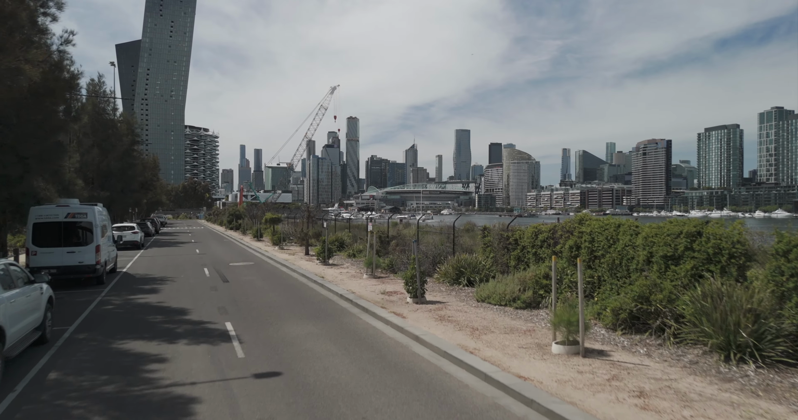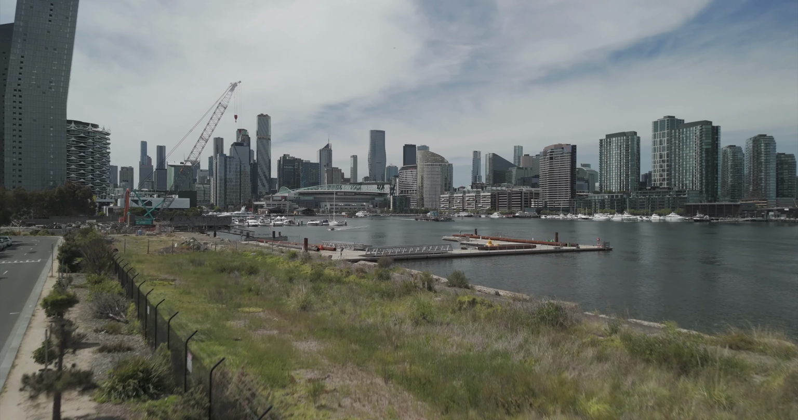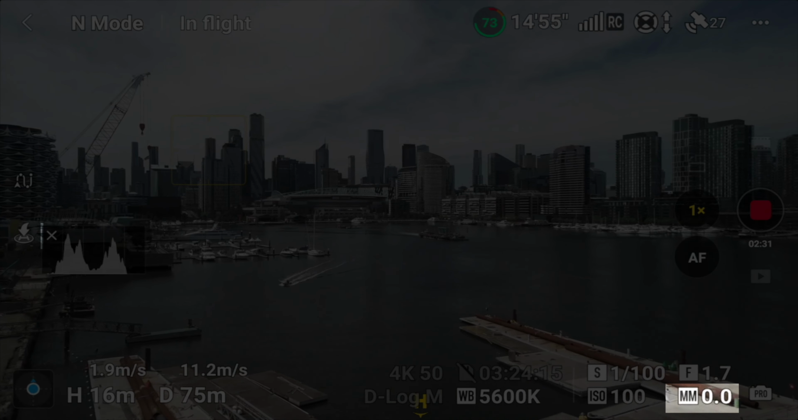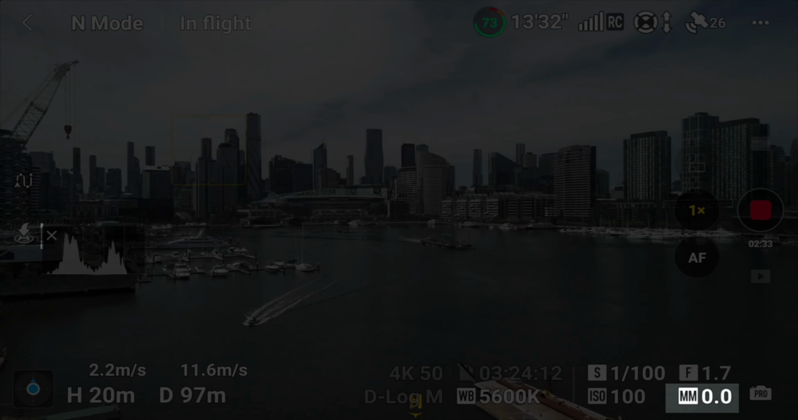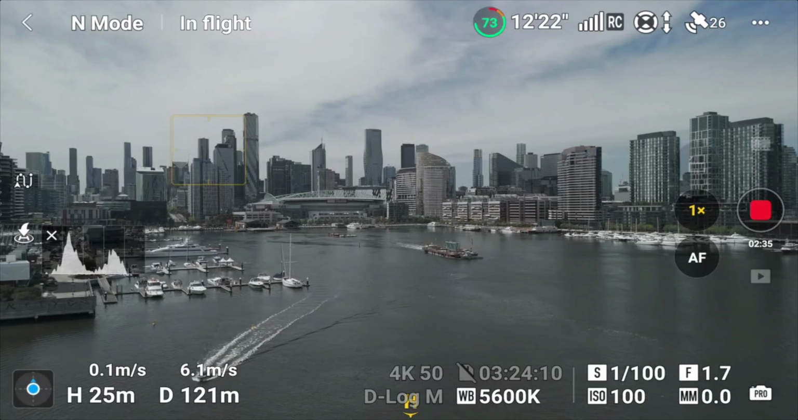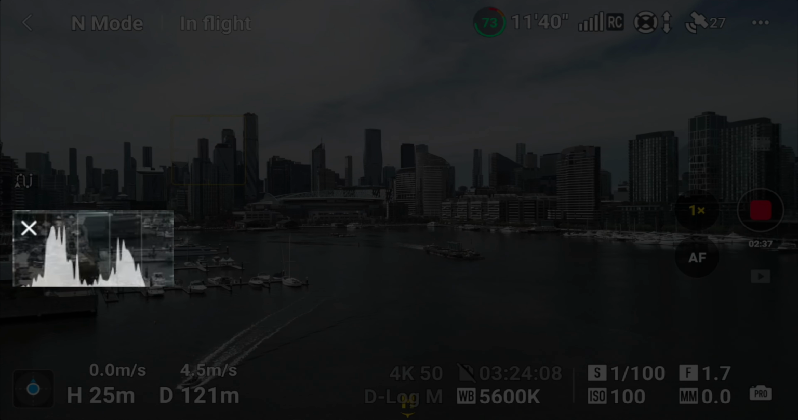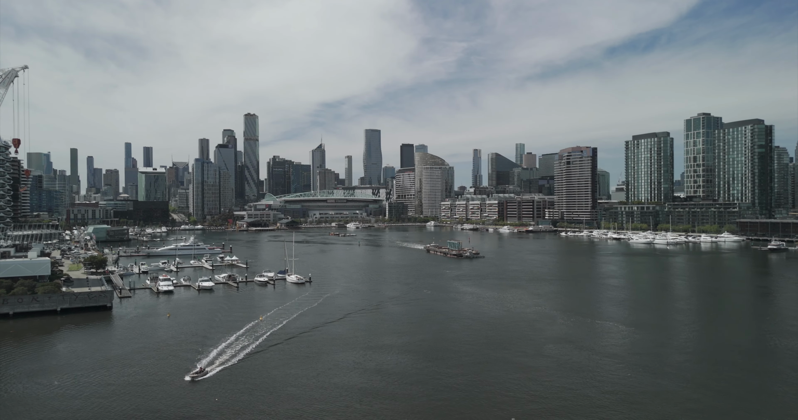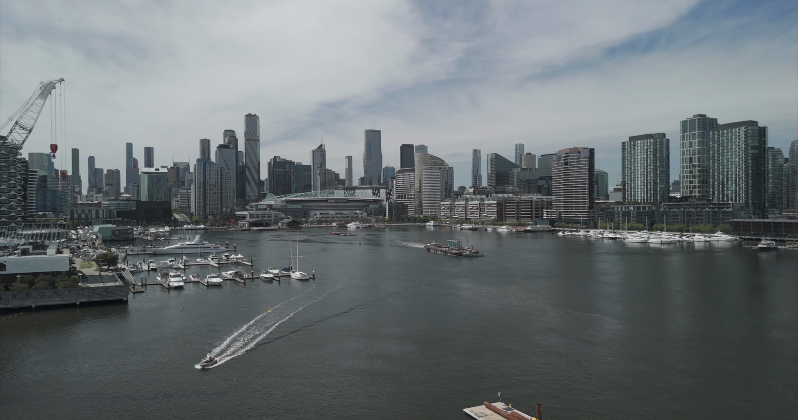So let's take a quick look and let's see how accurate I was in terms of exposure. And as you can see, it's perfectly exposed all the way through. Looking at the histogram as well, I can see that it's perfectly exposed. And that is pretty much it.